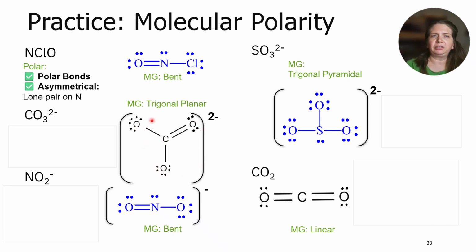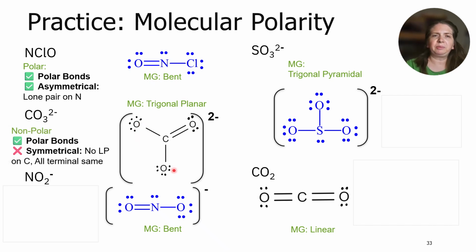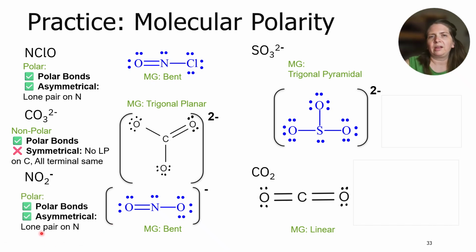For the carbonate ion, CO3 2-, the carbon-oxygen bonds are polar covalent, but the molecule is symmetrical because all three terminal atoms are oxygen. The bond dipole moments cancel, so the carbonate ion is nonpolar. For the nitrite ion, NO2-, there are polar covalent bonds, and the lone pair on the nitrogen gives the molecule a bent geometry. Nitrite is polar.